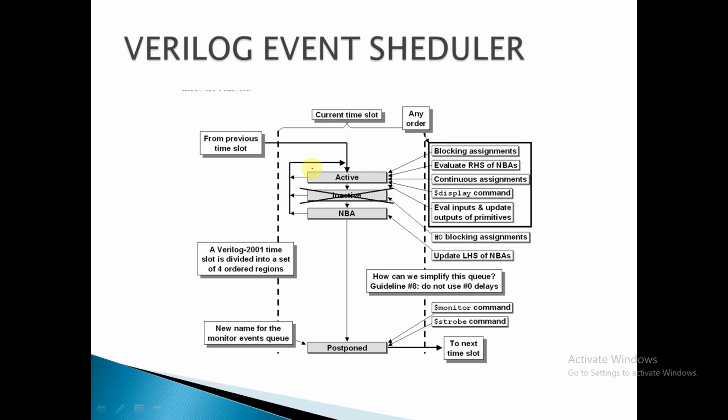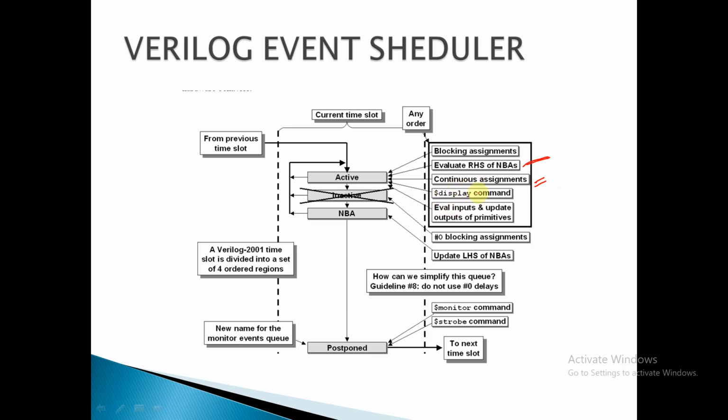In this particular active region, blocking assignments will be executing, and evaluation of RHS of NBA. Not the entire NBA execution is happening, only the evaluation of RHS will be happening in the active region, and the continuous assignments will be happening. About the continuous assignments we will discuss in the data flow modeling. Don't worry about that.